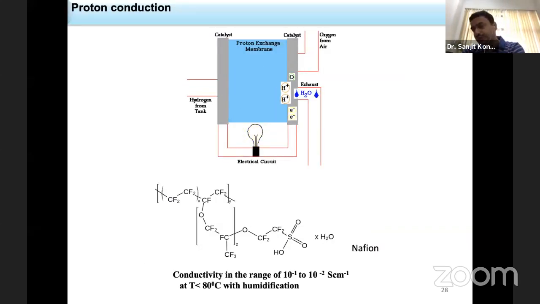Now I am going to another angle of the applications of metal organic frameworks, which is known as proton conduction. So what is proton conduction? Why is it important?